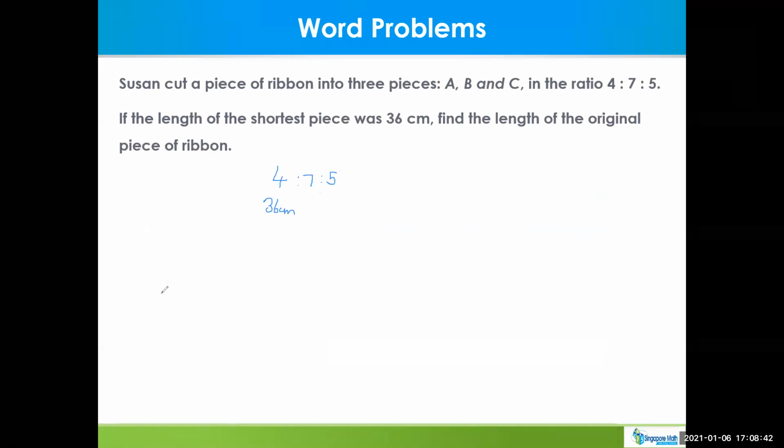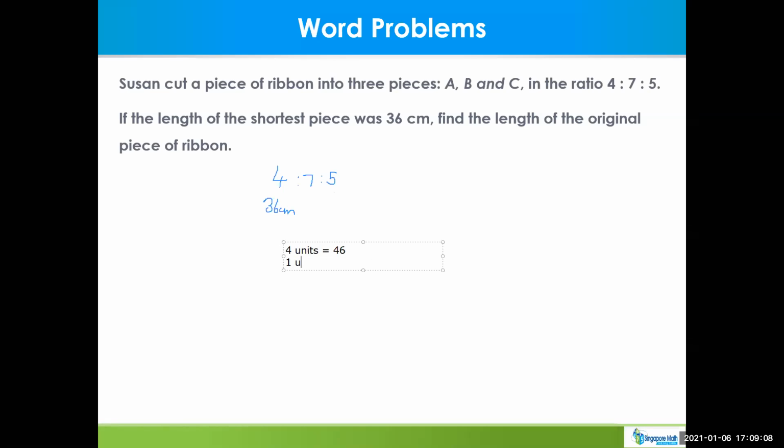All right, let's have a look and check the answers now. This is the ratio that we got, 4:7:5. The shortest one is 36 cm, so they're referring to the 4 units there. So 4 units is 36.